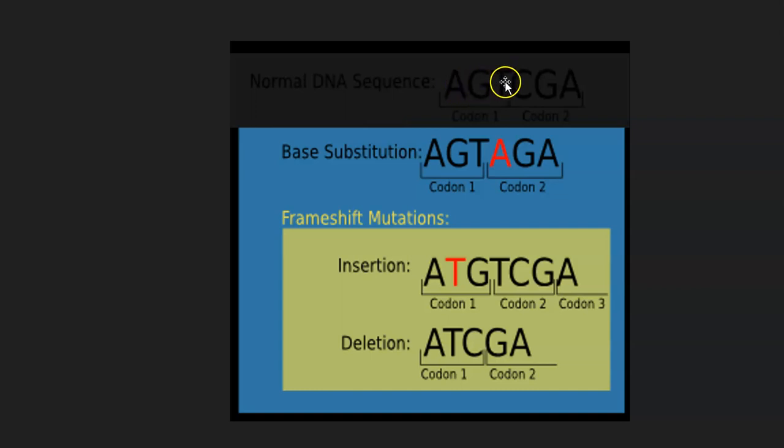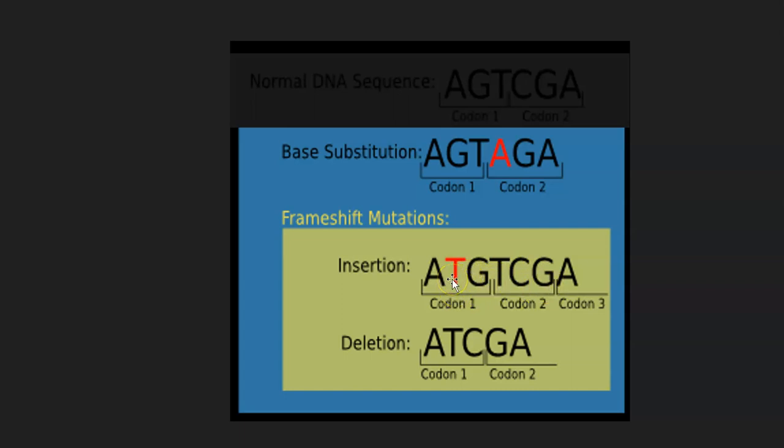It's A, G, T, C, G, A. But then you have a base substitution. And so A, C turned into A. That's a point mutation. And then a frame shift is like you inserted something, and so you see how the codon has completely changed.